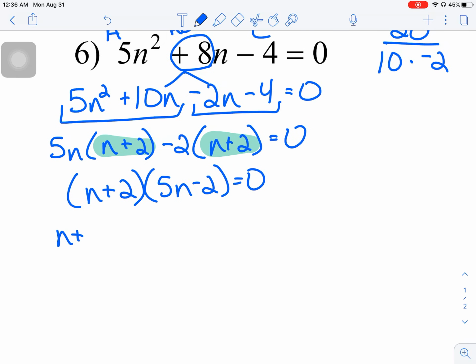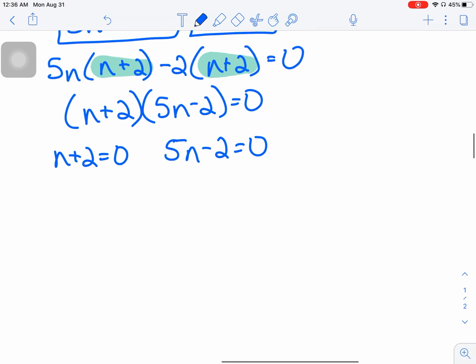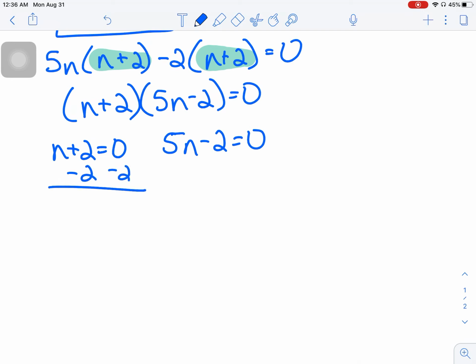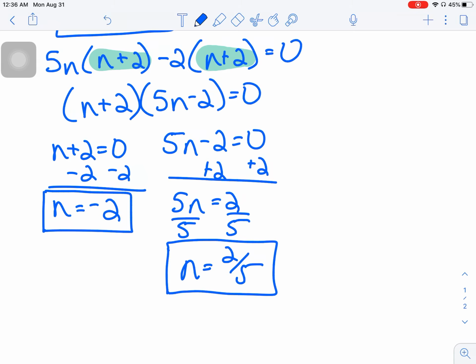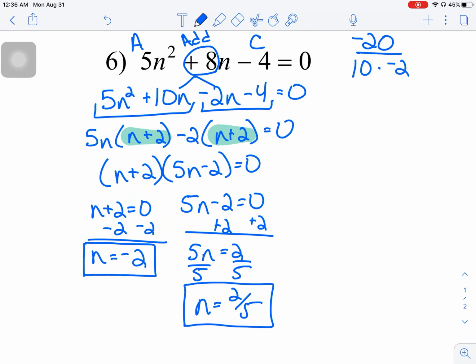Now is the time where you're going to set each factor equal to 0. Do a little solving here. So n equals negative 2. Do a little solving here. So 5n equals 2, divided by 5, n is equal to 2/5. Leave it in fraction form, please, unless the directions say otherwise, and the directions would explicitly state decimal answer or approximation. All right, so that is what happens if you have to factor when it's equal to 0.